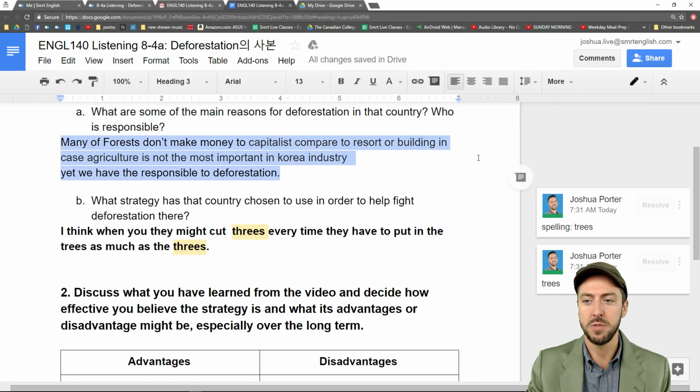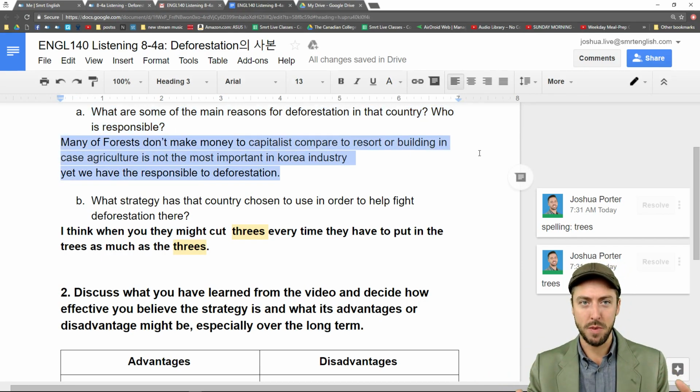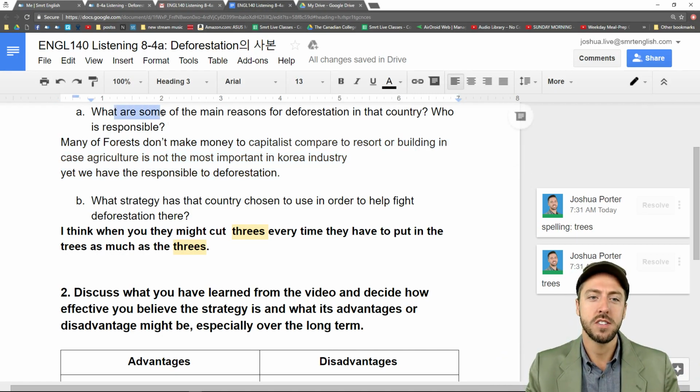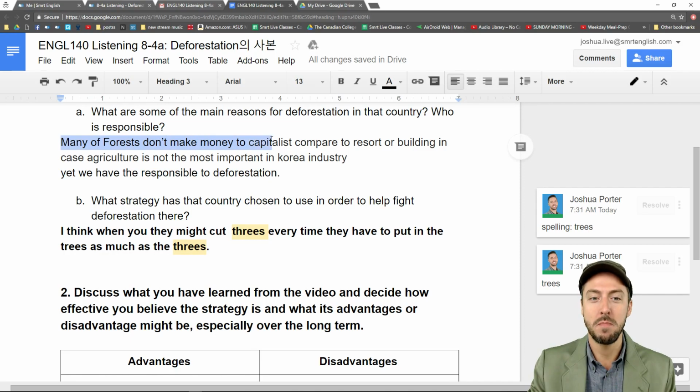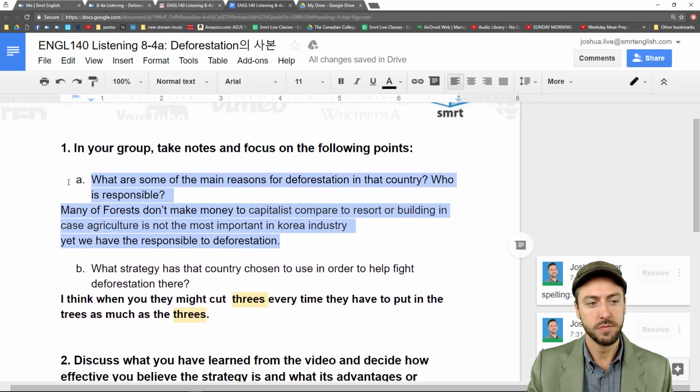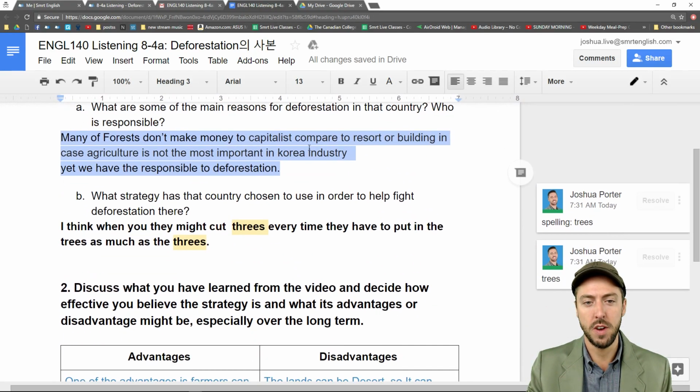And I didn't comment on the first one here yet because I wanted to do it live with everybody. So the answer to this prompt that Aaron has: "Many forests don't make money to capitalists compared to resort or buildings, in case agriculture is not the most important in Korean industry, yet we have the responsible to deforestation." So this is a great concept.